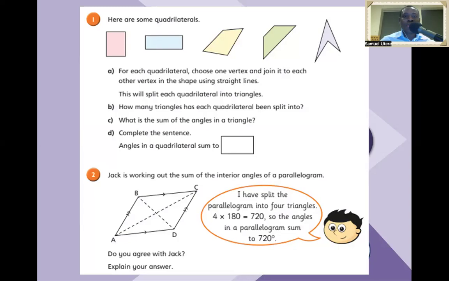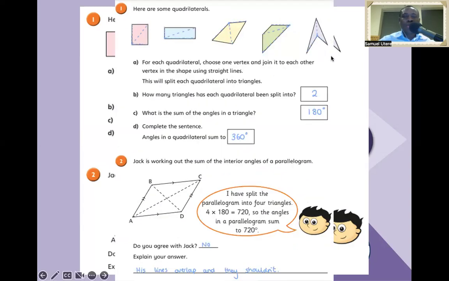Let's discuss them. For question 1, you were asked, here are some quadrilaterals. For A, for each quadrilateral, choose one vertex and join it to each other vertex in the shape using straight lines. This will split each quadrilateral into triangles, and this is what you could have done. Next, you were asked, how many triangles has each quadrilateral been split into? Of course, 2.